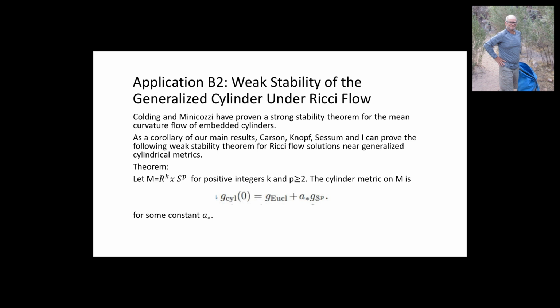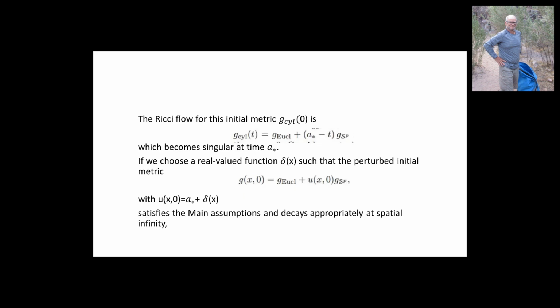So here's a theorem. We choose M to be R^k times S^p for positive integers k and p, and we take the cylinder metric on it to be given by the Euclidean metric plus a constant times the round sphere metric, for some constant A. If we look at the Ricci flow for this initial cylindrical metric, it has a very simple form, and it becomes singular at the time T equal to A star.